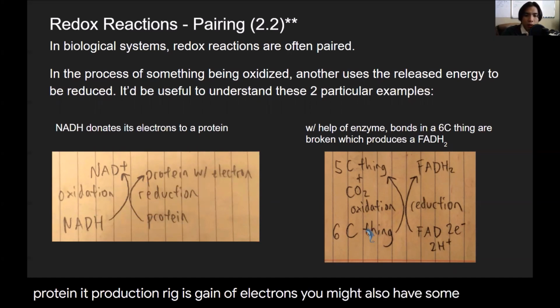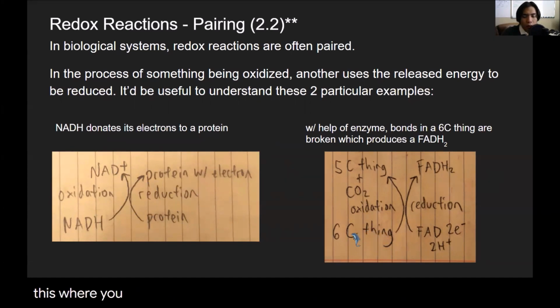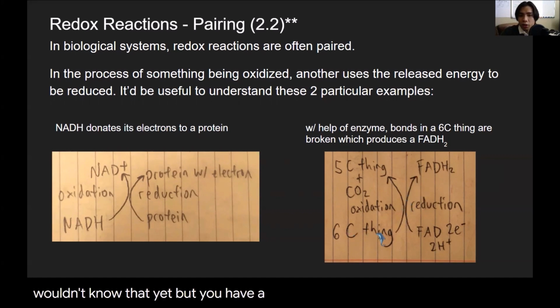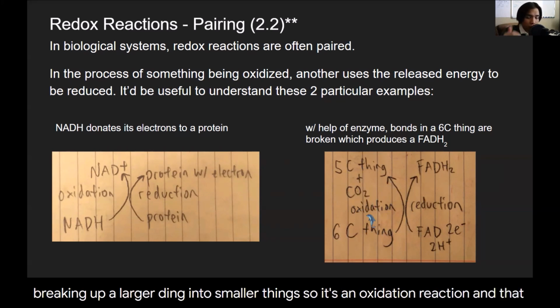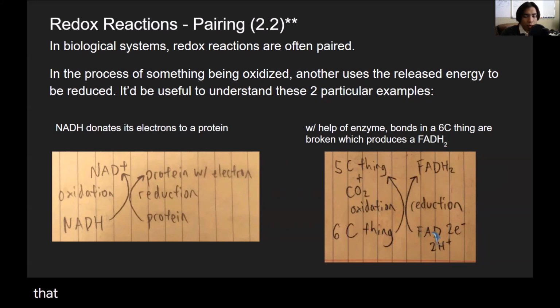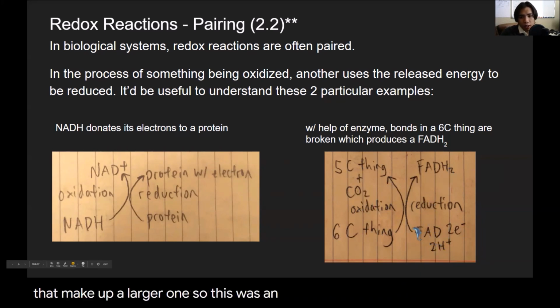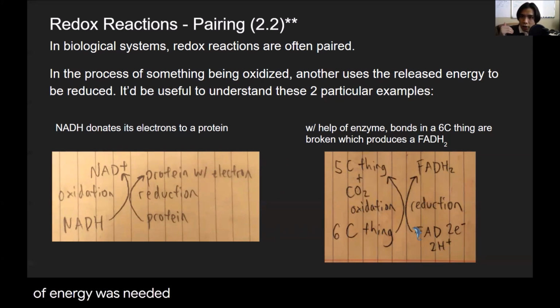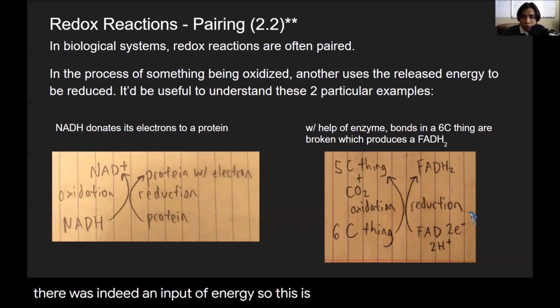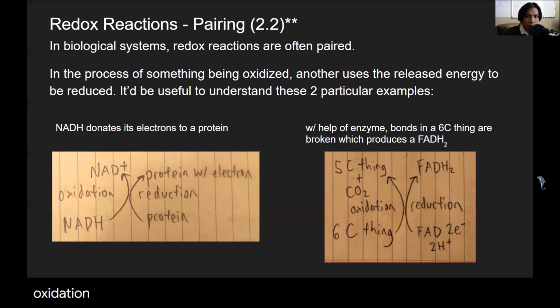You might also have something like this, where you have an oxidation reaction and a reduction reaction. Or I guess you wouldn't know that yet, but you have a 6-carbon thing. It undergoes a catabolic reaction. We can see that in that it becomes two smaller things. We're breaking up a larger thing into smaller things. So it's an oxidation reaction, and that releases energy in the process. And on the other hand, we have smaller components that make up a larger one. So this was an anabolic reaction, which means an input of energy was needed. And because you ultimately ended up at this, that means there was indeed an input of energy. So this is reduced. This is reduction. This is oxidation.